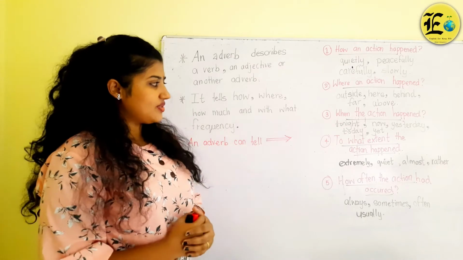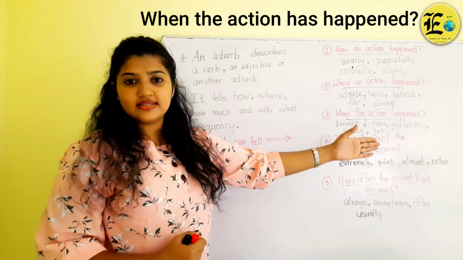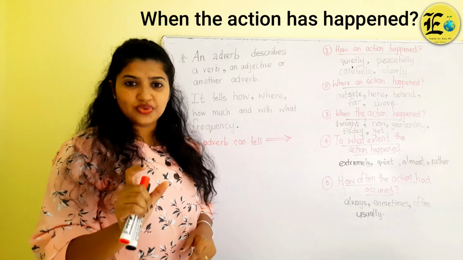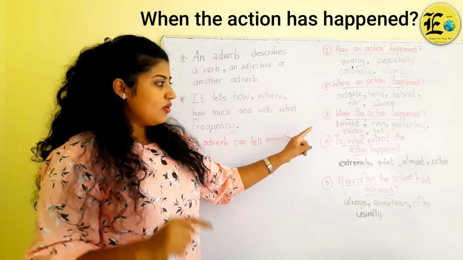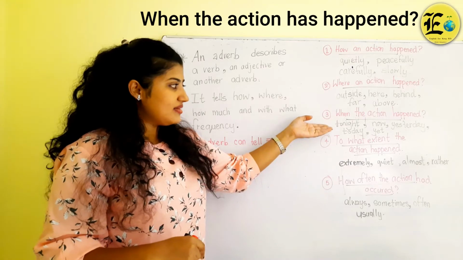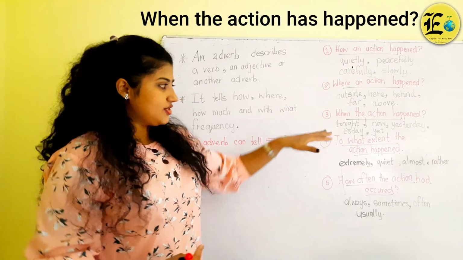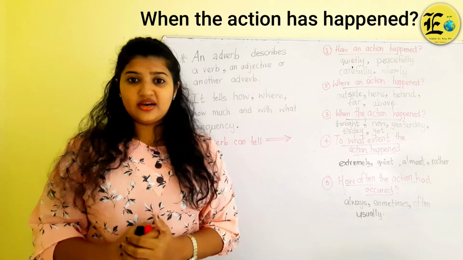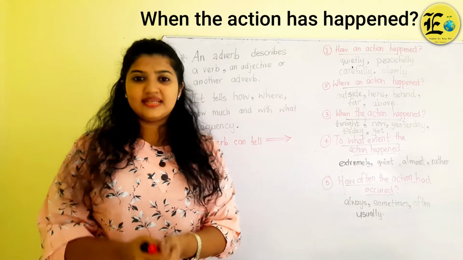So the next one comes with when the action happened. We have examples like tonight, now, yesterday, today and yet. When is the concert? So these are the adverbs that describe time. Now you can see, when is the concert? It's tonight. So you can use these adverbs to describe when the action has happened. So we have tonight, now. What are you doing? I'm learning now. So it also describes what action is happening and when it is happening.